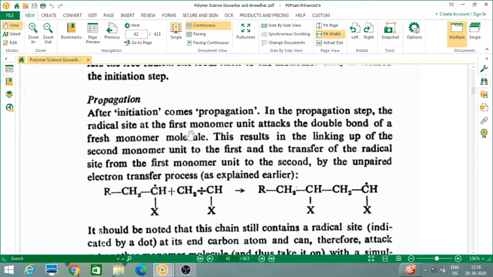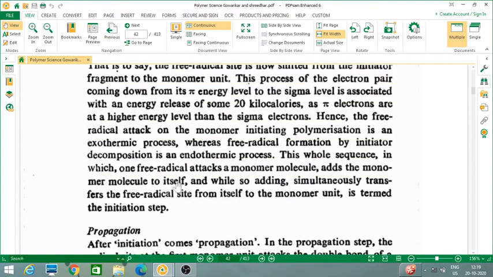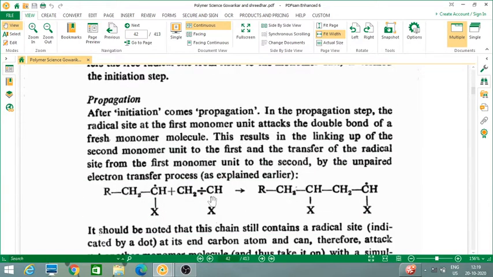After initiation comes propagation. In the propagation step, the radical site at the first monomer unit attacks the double bond of a fresh monomer molecule. This results in the linking up of the second monomer unit to the first and the transfer of the radical site from the first monomer unit to the second by the unpaired electron transfer process. So here, this you got in the initiation step. Now another fresh monomer species is here. This gets attached to this, and the radical site is shifted here.